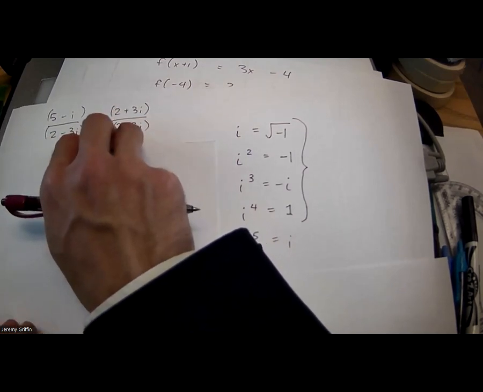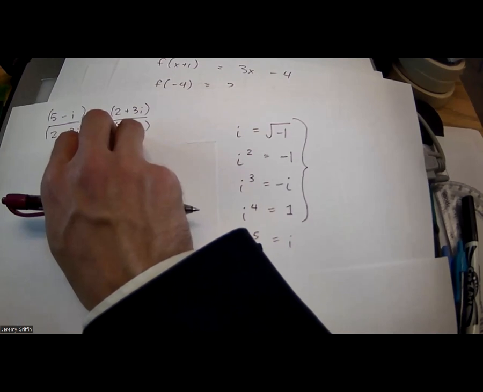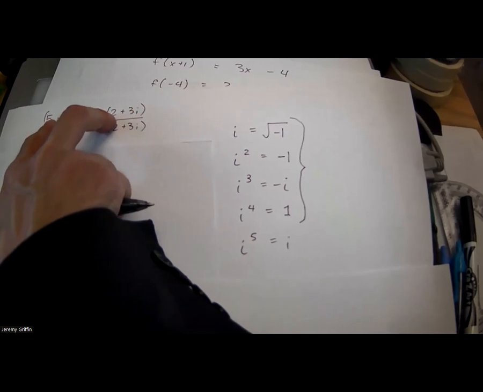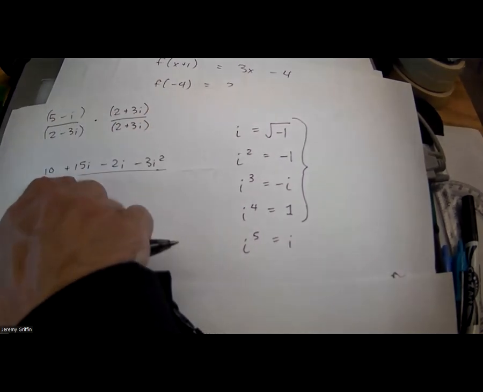And the reason I chose that is because that will make the denominator a real value. And then I cannot have imaginary numbers in the denominator, right? Now, here's where I have to FOIL, F-O-I-L. So on top, you get 10 plus 15i minus 2i minus 3i squared. Does that look like that?